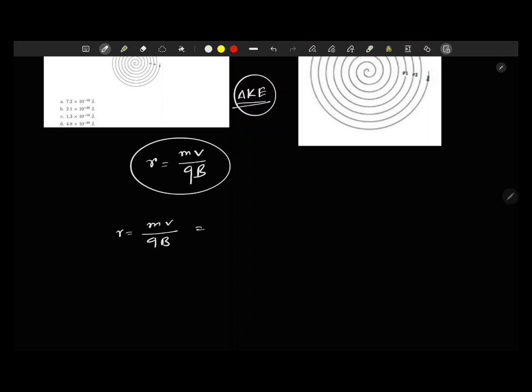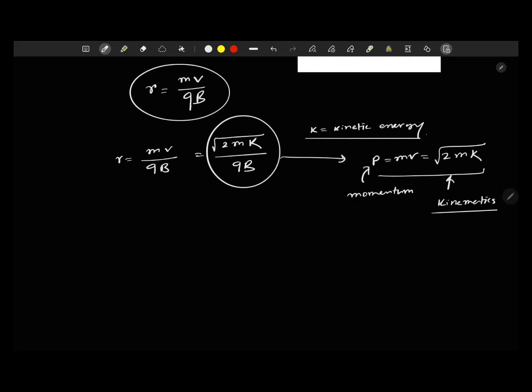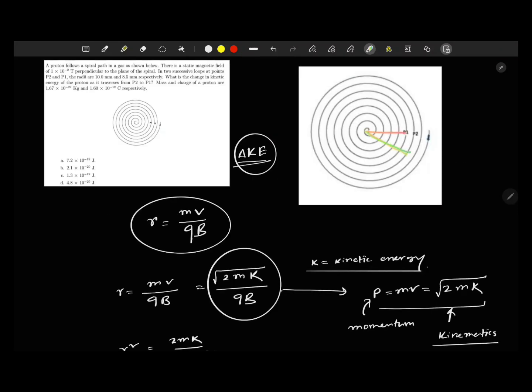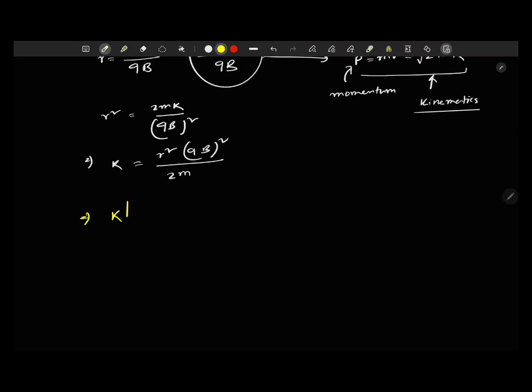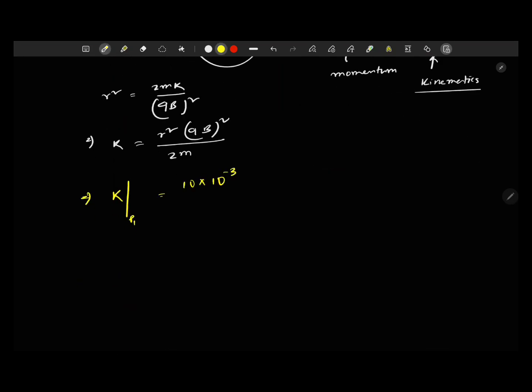mv equals momentum, and we know the momentum equals root 2 m times kinetic energy. From here we can easily derive the kinetic energy. Now we put in the values of the radius as per the question.